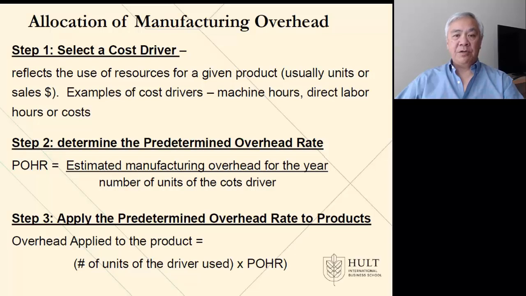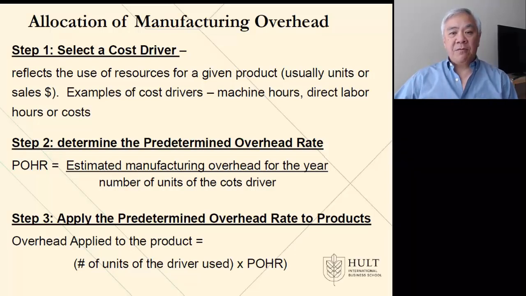Second, we can then compute the predetermined overhead rate by putting the total estimated cost for these items as the numerator, and in the denominator we put the estimated amounts for these cost drivers for the coming year. Notice that we're prospectively doing this. We're looking at this before the year begins. That's why we have the word predetermined.